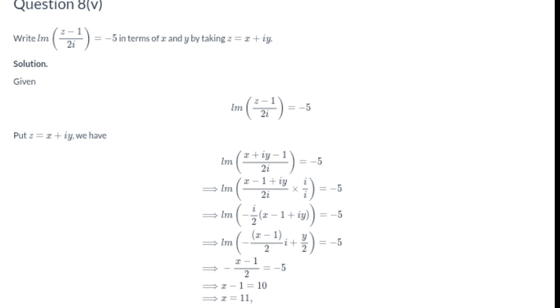Rationalize. We multiply the fraction by minus i over minus i to simplify the denominator. Imaginary part. The imaginary part of the simplified fraction is minus x over 2. Solve. Setting this equal to minus 5. Minus x over 2 equals minus 5. Locus. The equation is x equals 10, a vertical line.